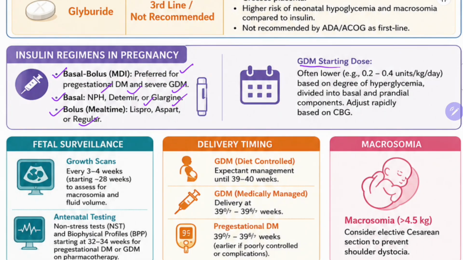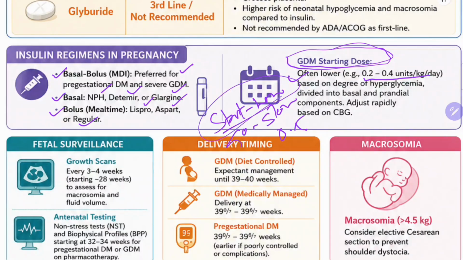So what is the GDM starting dose? The GDM starting dose is often lower compared to other insulin regimens, where you would use 0.5 units, but here it is 0.2 to 0.4 units. Remember one thing: start low, go slow, meaning in dose. Start at a low dose and titrate slowly. So 0.2 to 0.4 units per kg per day based on degree of hyperglycemia, divided into basal and prandial components.